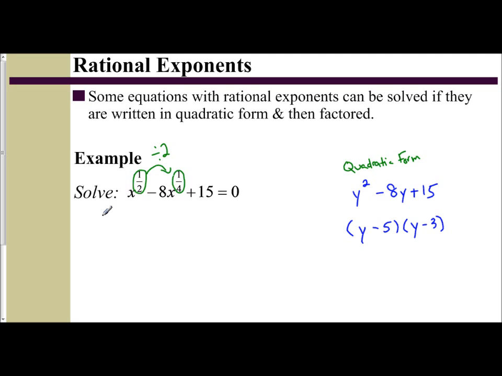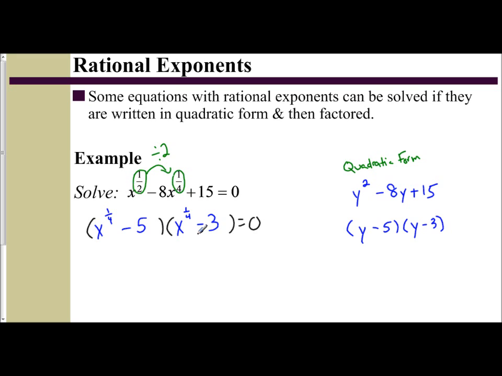What you need to look at is, when you split it, the exponents of the first term in each factor. We split the first exponent in half. So half of 1/2 is 1/4. So we get x to the 1/4, x to the 1/4. And then we follow the same technique. They multiply to give you 15 and add to give you negative 8. That's minus 5 and minus 3.